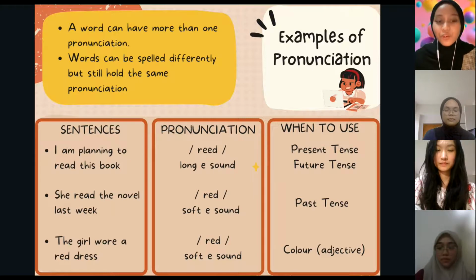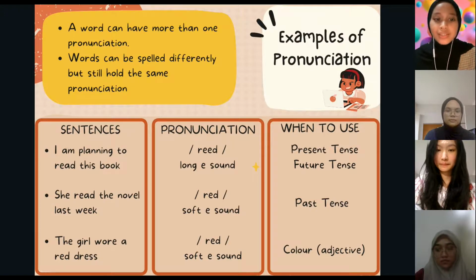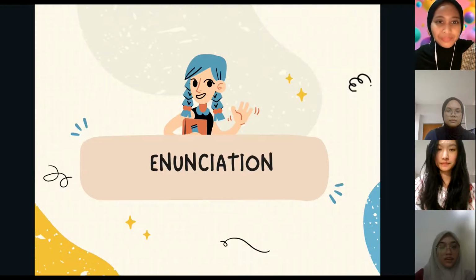I am planning to read this book. So we use the long E sound. And when do we use this sound? We can use it during present tense and future tense. What about past tense? For past tense, the word read will be pronounced as red. She read the novel last week. We use the soft E sound. So next slide.